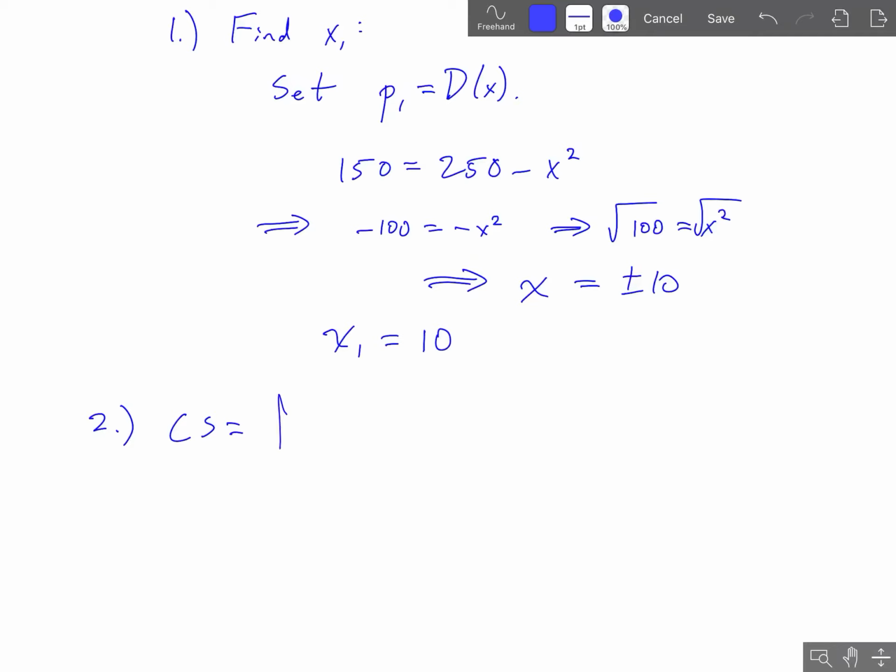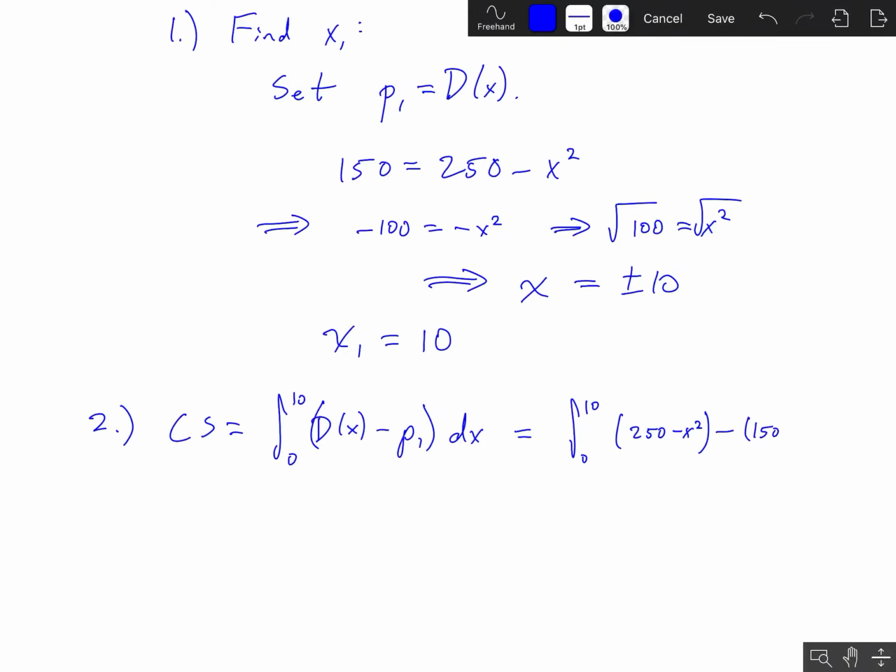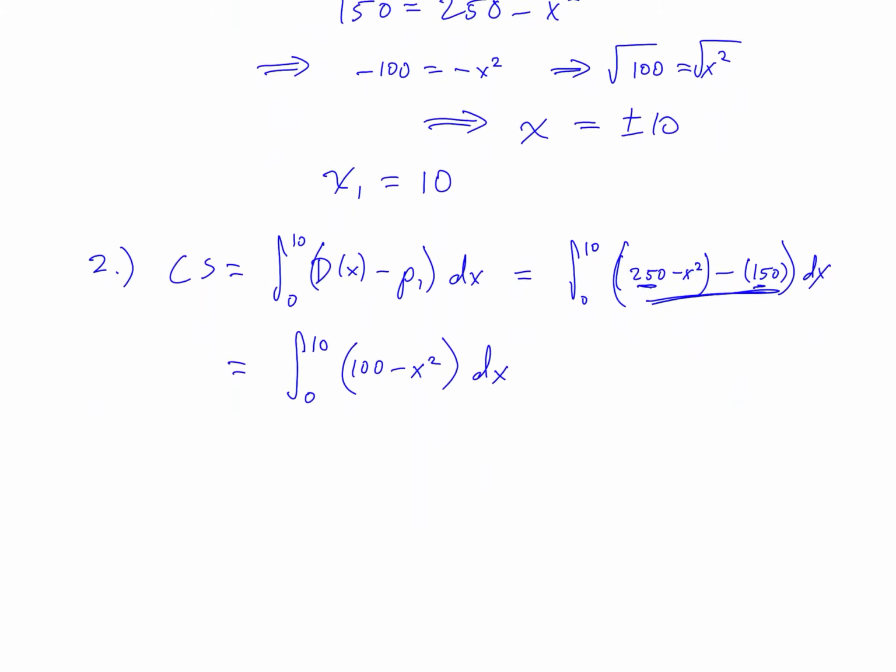Now we can compute our consumer surplus. This would be the integral from 0 to 10 of d of x minus P1. That is the integral from 0 to 10 of 250 minus x squared, and then P1 was 150, integrating with respect to x. I would recommend that before you evaluate the integral, you clean up the integrand as much as you can. Here we have a 250 minus a 150, which ends up being 100 in total, minus an x squared. That will make things a little bit easier to evaluate. So now we're just evaluating this integral.